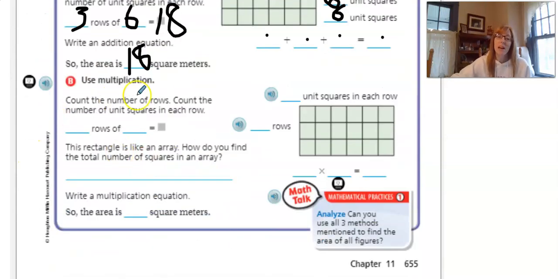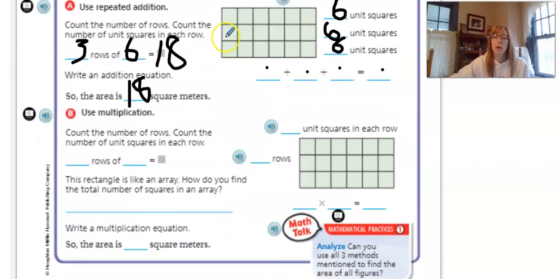So then it says, count the number of rows. Well, you can see there's 1 row, 2 rows, 3 rows. So there are 3 rows of 6. Whoopsie daisies. Get rid of that.